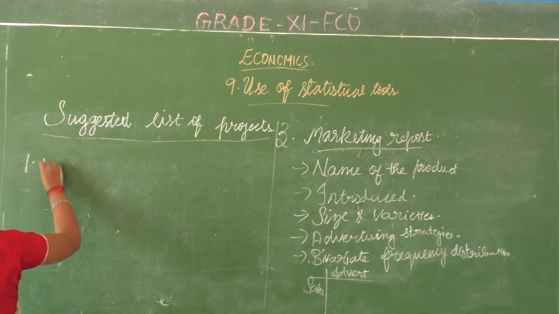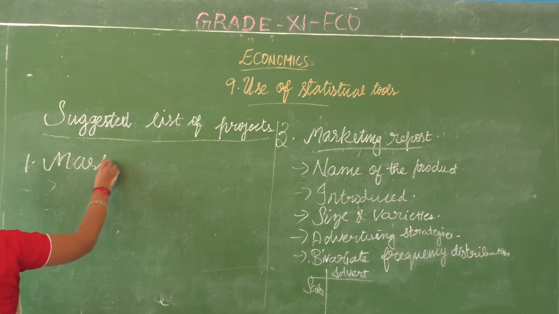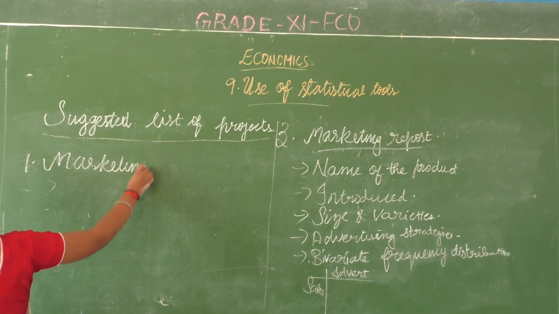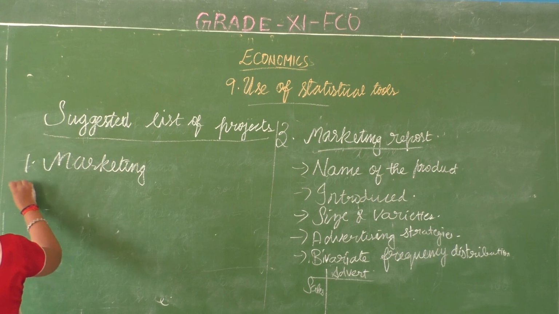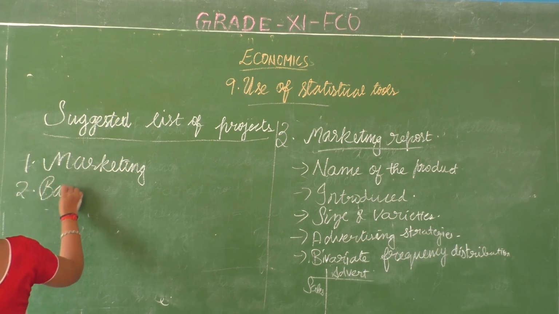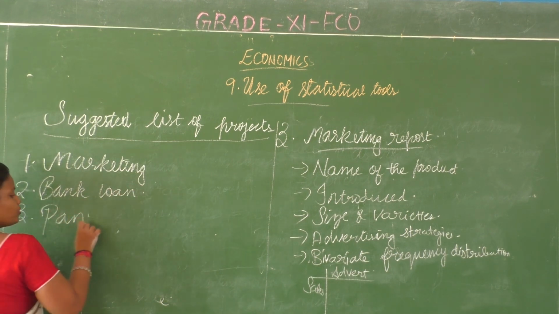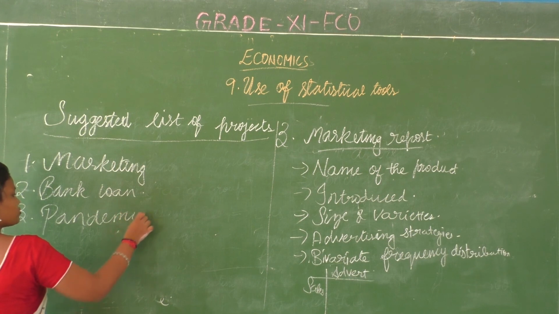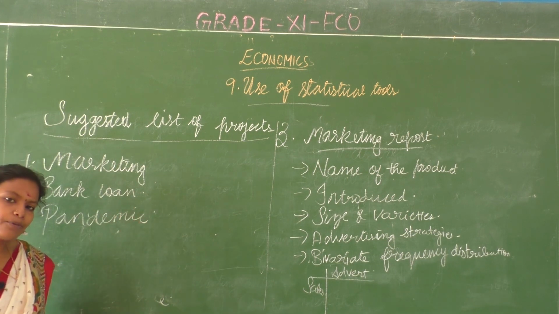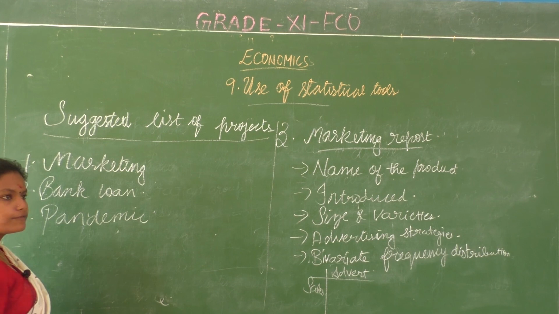So marketing, you can choose any product. Then the bank loan project you can talk about. Then pandemic situations, cause and effects you can talk about. You need to take a problem or an area of study. Marketing is an area of study. Bank loan you can talk about, it's a problem that you have to face.